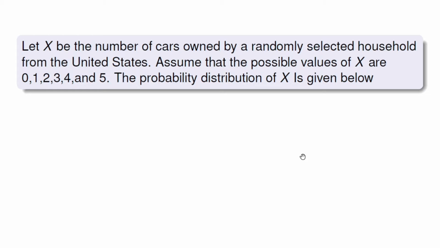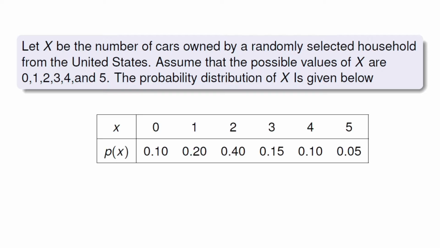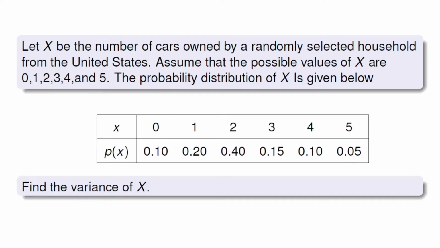Let X be the number of cars owned by a randomly selected household from the United States. Assume that the possible values of X are 0, 1, 2, 3, and 5. The probability distribution of X is given below. And we want to find the variance of X. Can you find the variance of X?